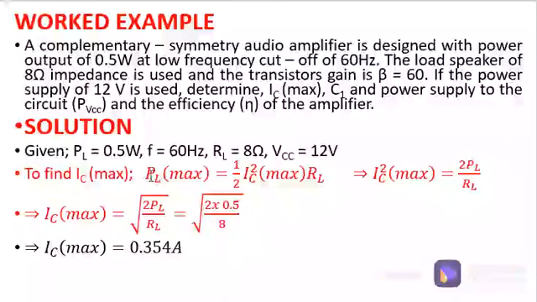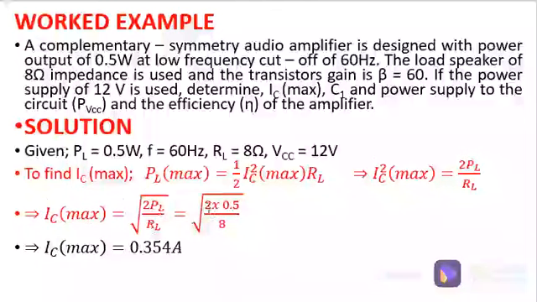The power to the load is equal to 1 over 2 times IC square times RL. If you multiply both sides by 2, my IC square will be equal to 2 PL all over RL. I make IC the subject, because the question says I should find IC. Since this is square, I'll take the square root of both sides, so that my IC maximum is equal to square root of 2 PL all over RL.